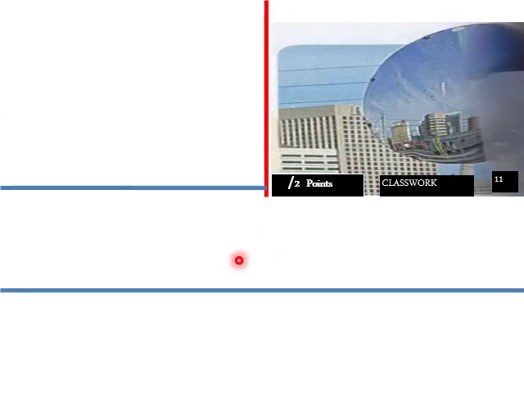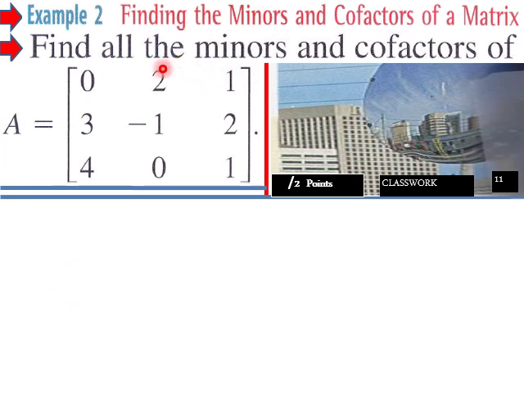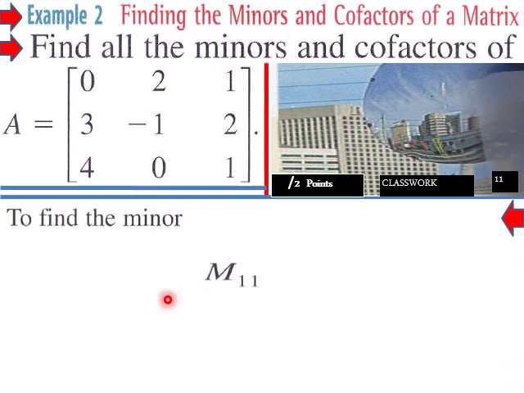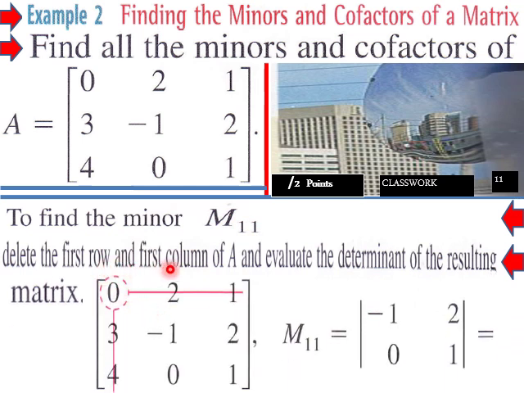Okay, let's try one. Example 2, finding the minors and cofactors of a matrix. Find all the minors and cofactors of this matrix here. To find the minor M11, delete the first row and the first column of A, and evaluate the determinant of the resulting matrix. So this would be your matrix here: negative 1, 2, and then 0, 1.